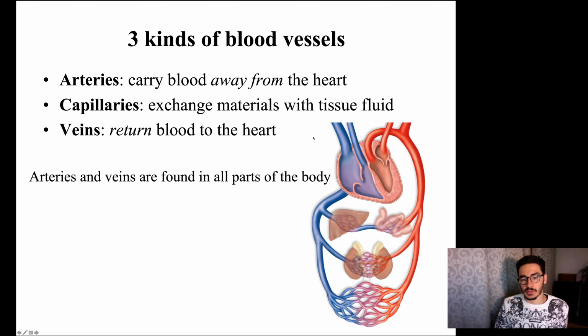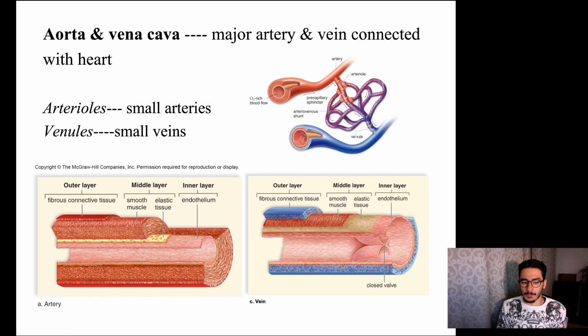Veins are gonna return the blood to the heart, right? So if any blood vessel is gonna go to the heart, it's gonna be a vein, and the capillaries are very small blood vessels where the exchange of materials happens, and we're gonna talk about these more with great examples. All right, so let's talk about the structure of veins and arteries and capillaries.